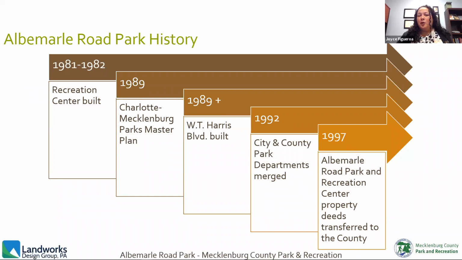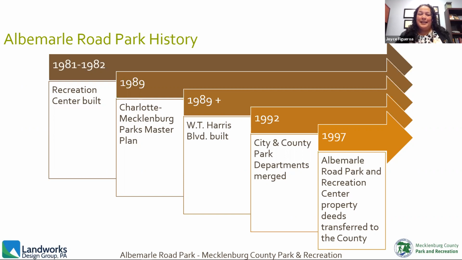Albemarle Park is an older park that was originally developed by the city sometime between 1989 and 1997. Albemarle Park Recreation Center was built between 1981 and 1982. In 1989, the Charlotte-Mecklenburg Parks Master Plan prioritized the Albemarle Park site for land acquisition and development, and the recommendation more specifically was to acquire and develop approximately 150 acres for what was then envisioned as the Albemarle District Park, which would include the Albemarle Recreation Center.